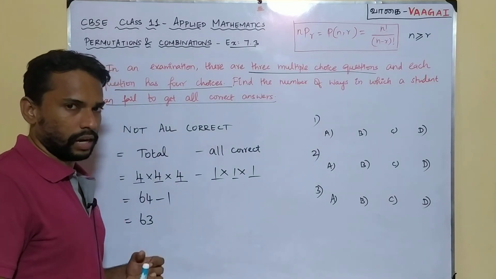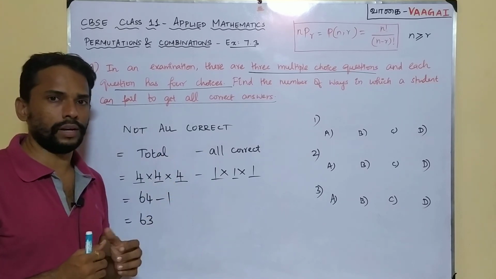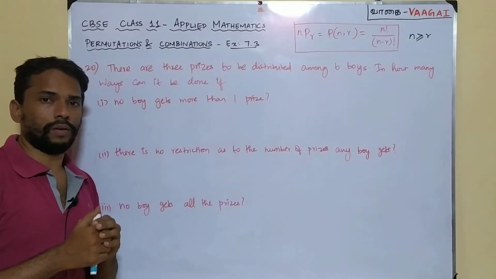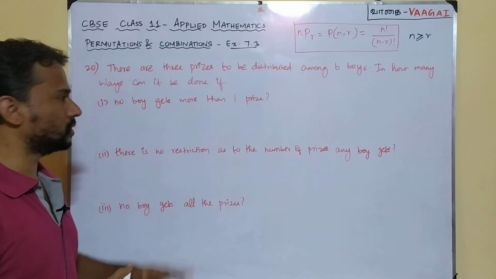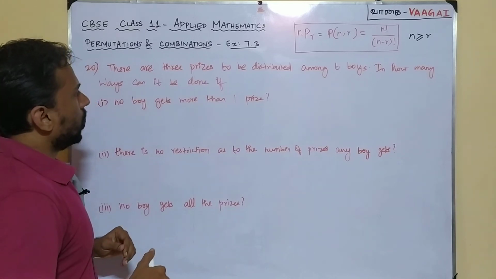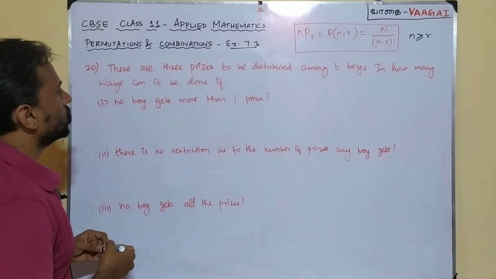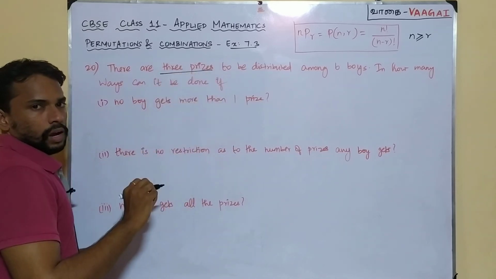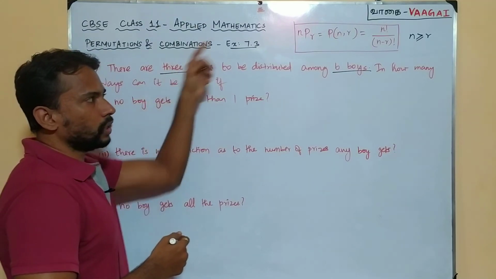Okay, fine. I hope you can understand this. So 63 is going to be the answer for your question number 19. Now we have question number 20, and this is going to be the last question of this exercise. There are 3 prizes to be distributed among 6 boys. So there are 3 prizes, and there are 6 boys. So these 3 prizes are going to those 6 boys.